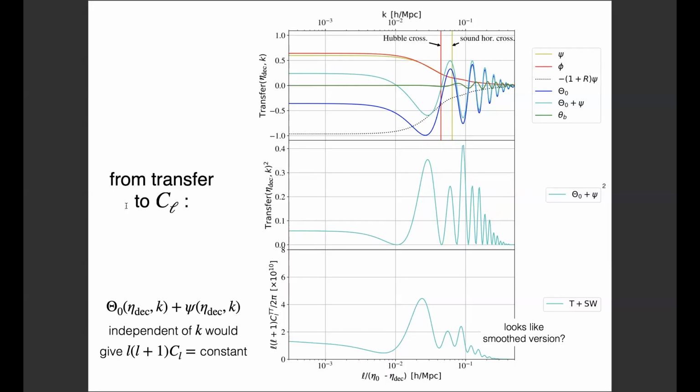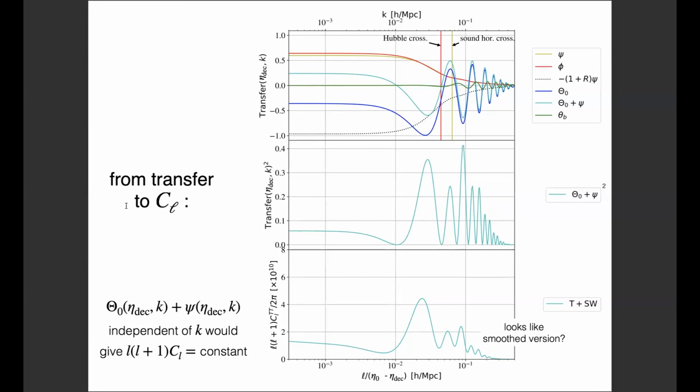And here we have the multipoles, but we have rescaled our multipoles by this factor because we have in mind the one-to-one correspondence between L and K that we have derived yesterday. It was like this: eta 0 minus eta dec. So here I have rescaled my multipole axis by this number such that one multipole L should match 1 K here. Then does it work? Well, it kind of works because the structure of the CL is very similar to the structure of this squared transfer function.